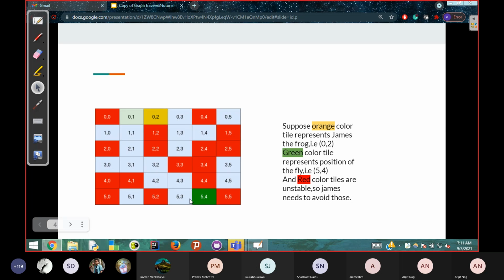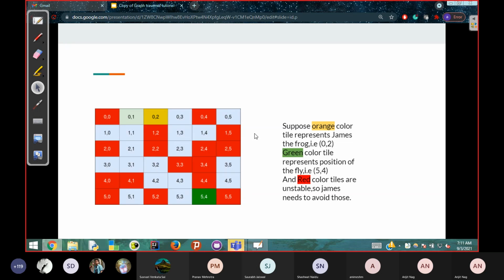But in the DFS implementation, you also need to print the path, from the frog to the target. That is the question. Now we'll start with the BFS part, and after that we'll do the DFS. Okay, the question is clear to all, is it? Yes, sir, it's clear.